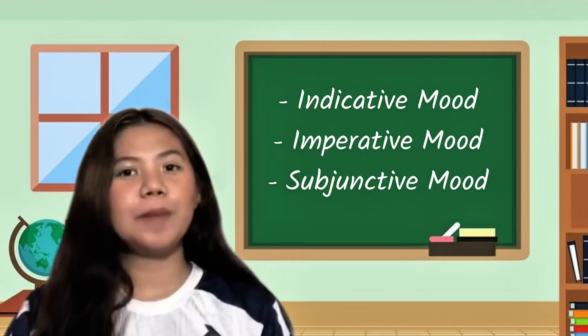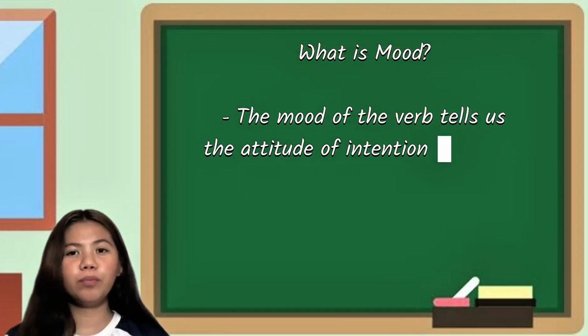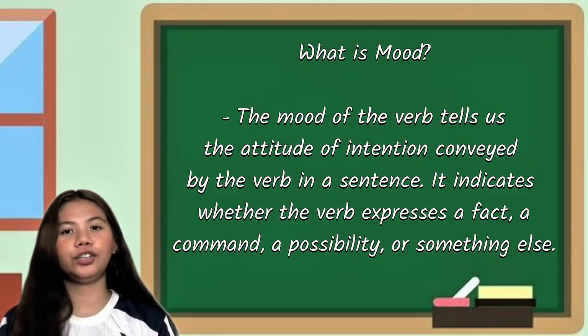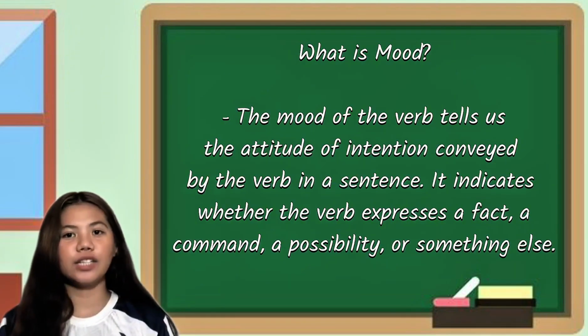In this lecture, we are going to learn about mood along with its types. It means that we are going to learn indicative mood, imperative mood, and subjunctive mood. Let's first learn what mood is. So the mood of a verb tells us the attitude or intention conveyed by the verb in a sentence. It indicates whether the verb expresses a fact, a command, a possibility, or something else. There are three main verb moods. They are indicative mood, imperative mood, and subjunctive mood.